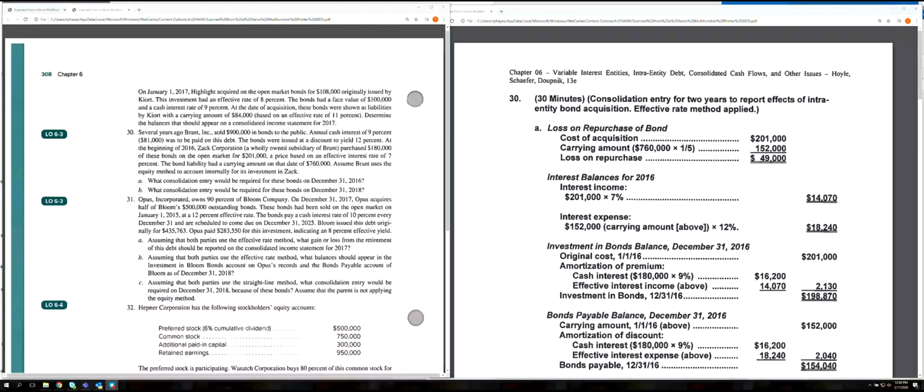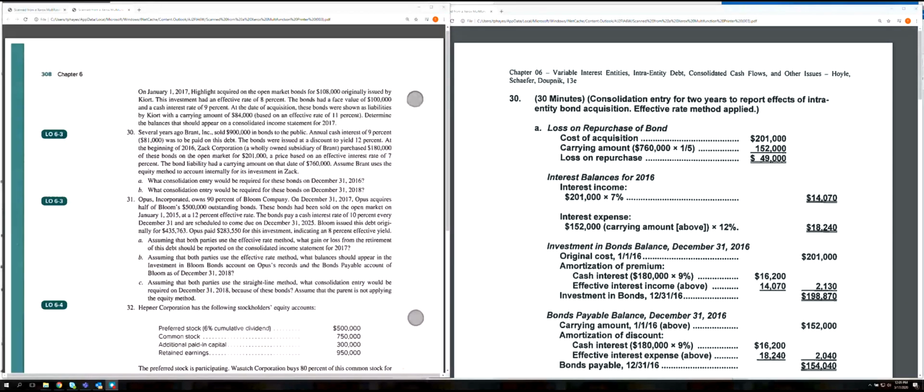Okay, so this next problem we're going to look at is number 30, and I'm going to tell you guys to buckle up and hold on because this is where it starts to get really interesting. This problem number 30 is having you write out the B entry, B for bonds. I mentioned it during the lecture, but that's the consolidation entry that they're asking you to do here.